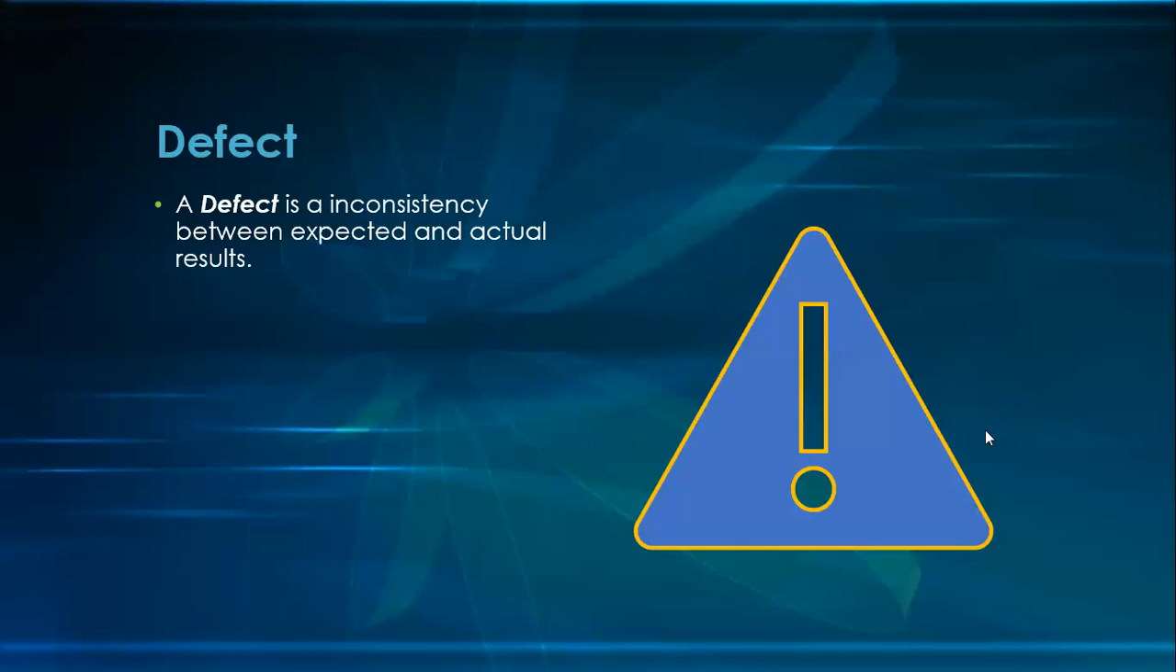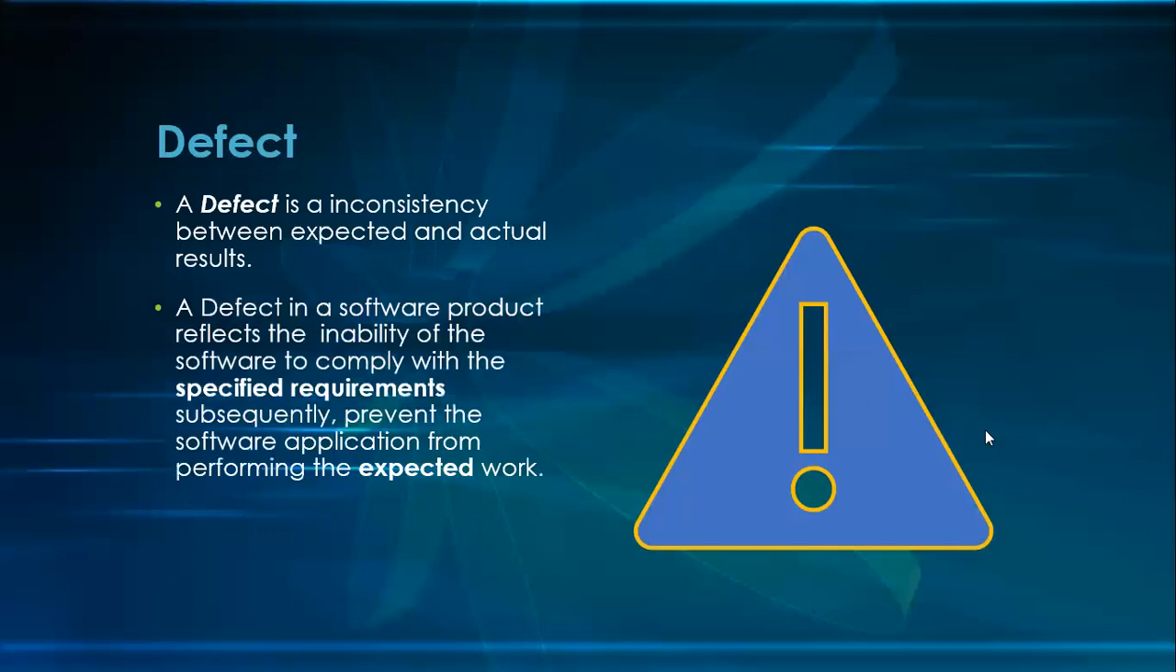So by the time you look at it, maybe that Blue Sky icon, by the time you log in, is not blue. Maybe it's reddish black. Immediately, you know what it is? It's a bug. It's an error. It's a defect. So remember, expected and actual result. Then a defect in a software product reflects the inability of the software to comply with the specified requirements, and subsequently prevents the software application from performing the expected work. That is the definition of a defect.